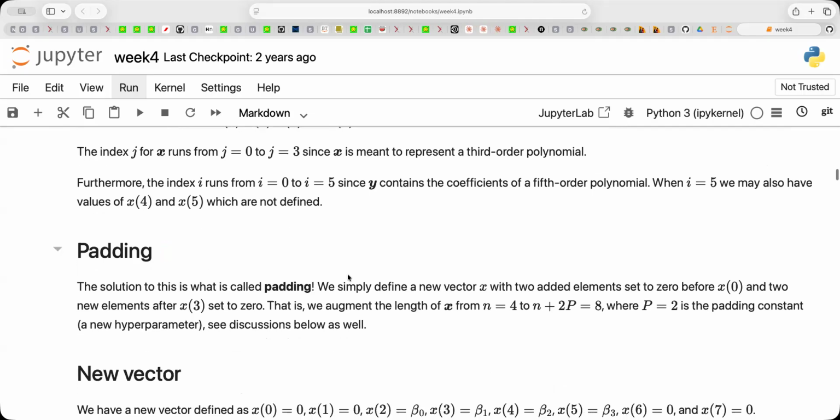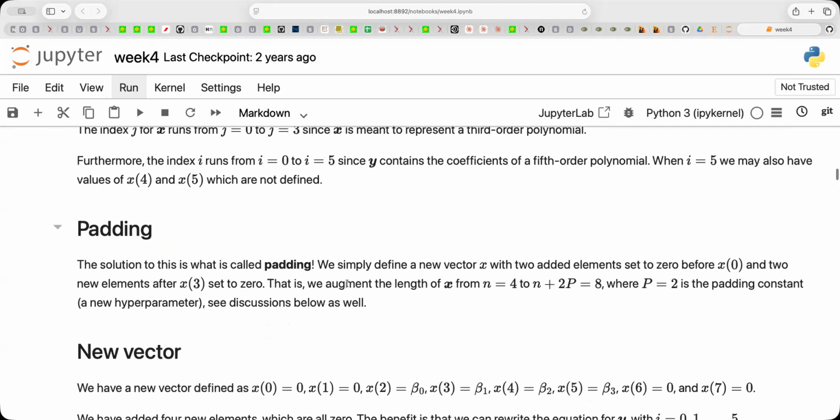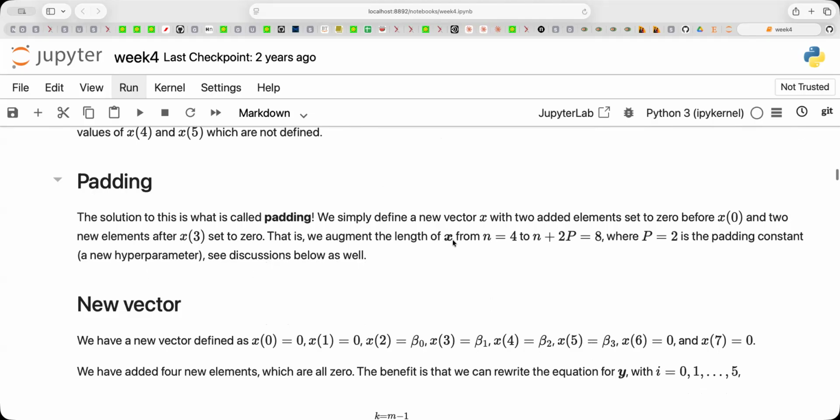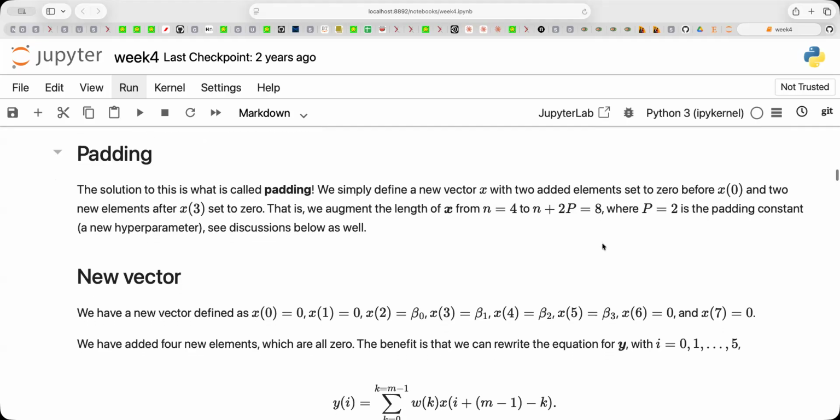So what I do then, I add 2 elements to the left and 2 elements to the right, and I augment the length of X from n equal to 4 to n plus 2p, which is 8. And 4 of those will be 0. So that is my padding. It's a way to motivate why padding becomes important, because it then allows us to keep all the information which I want to have.